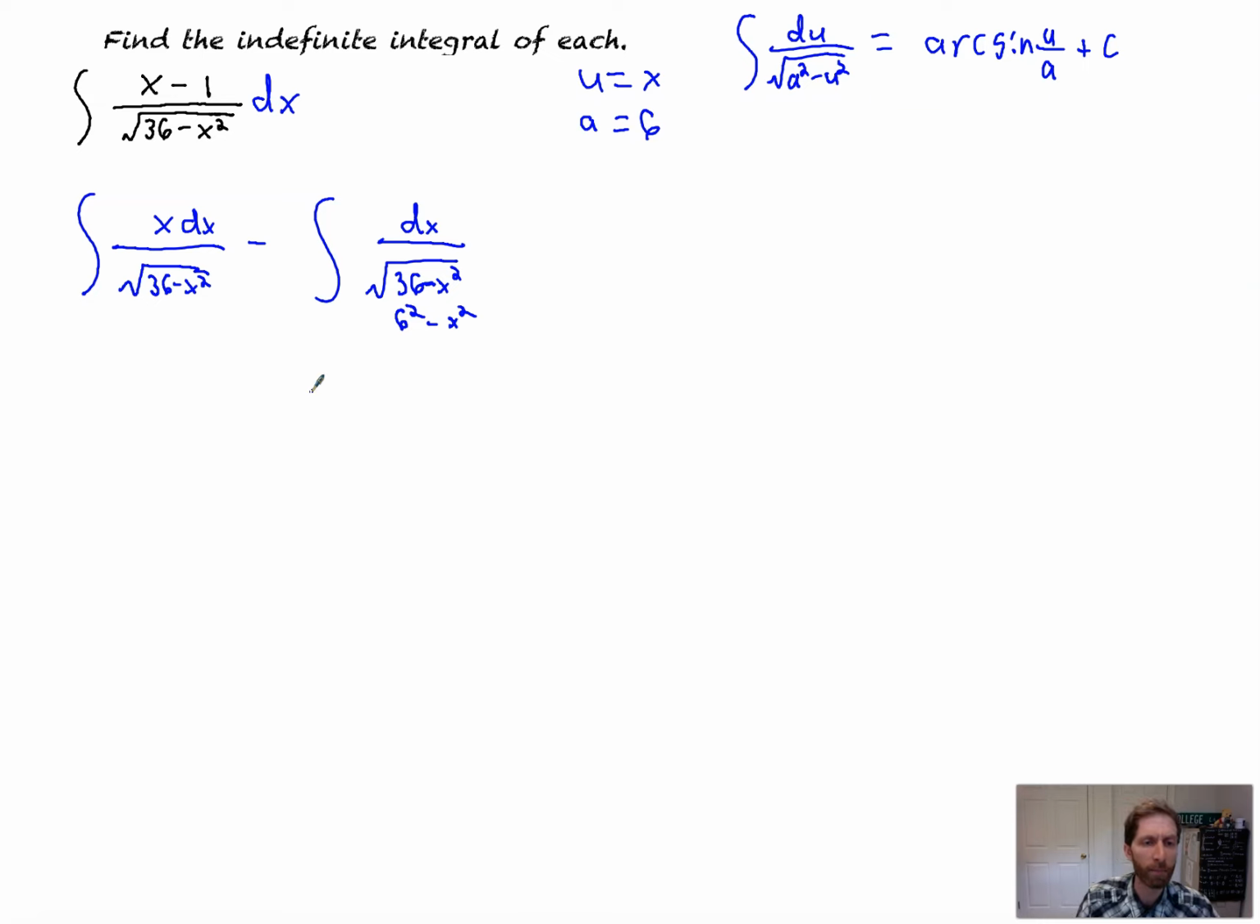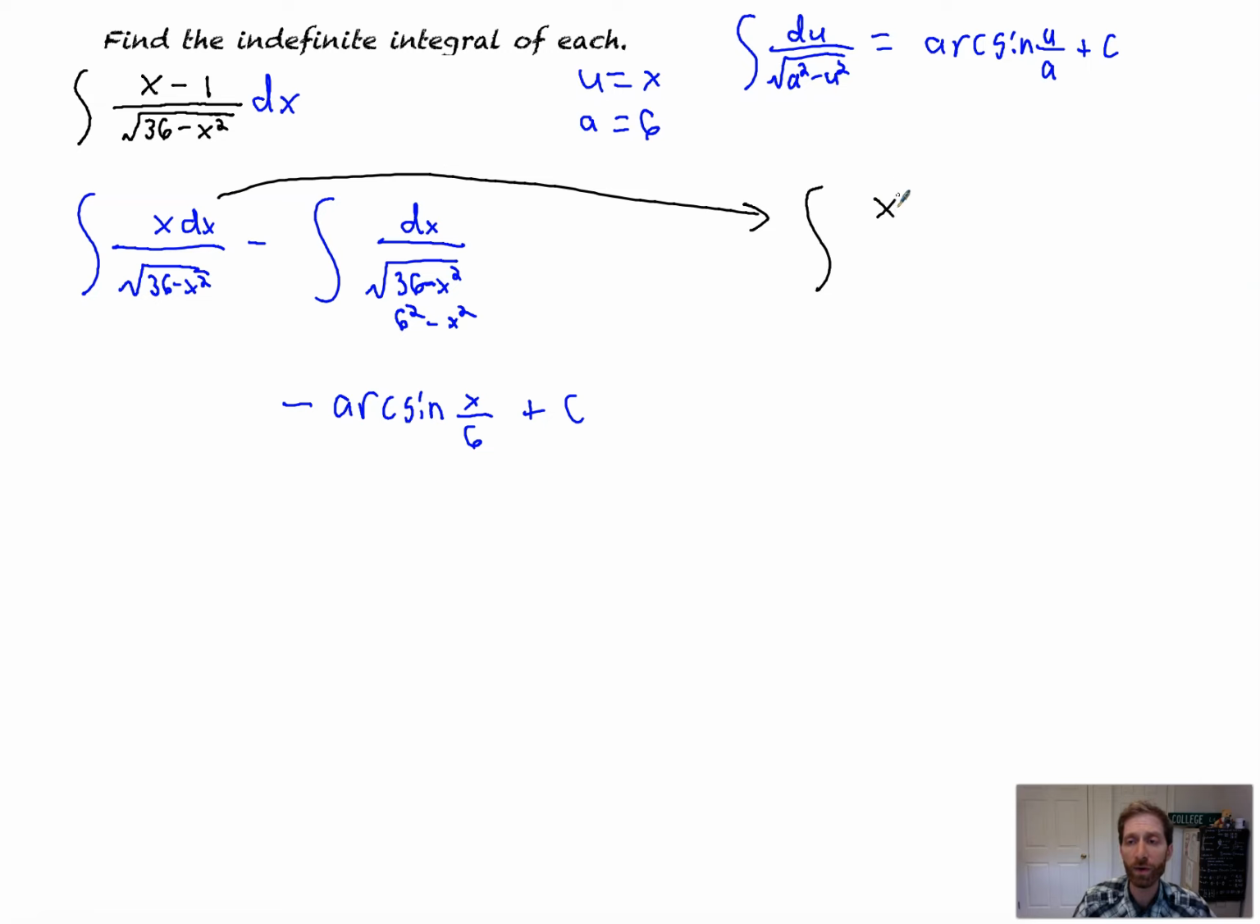So we'll do this one out. So I've got minus, and now this result right here is going to be arcsine of u. U is x, all over a, which is 6. We got the plus c. Now, let's deal with this one on its own. So I'm going to take that one off, and I'm going to do it all over here. So we'll do the work over here.